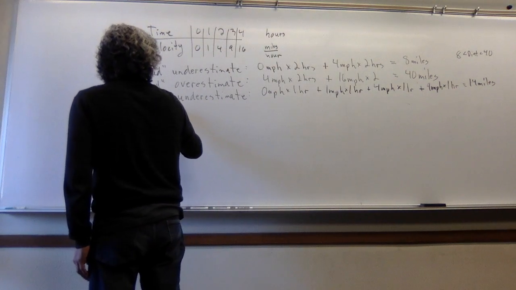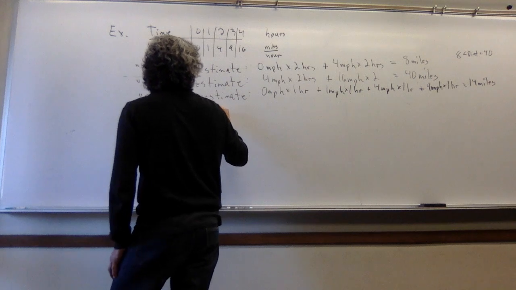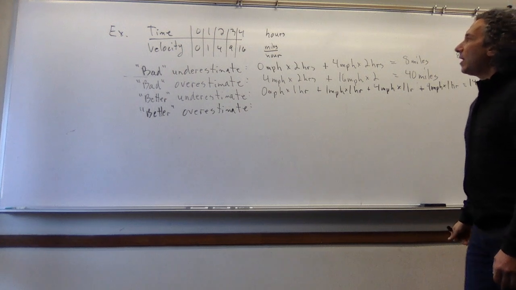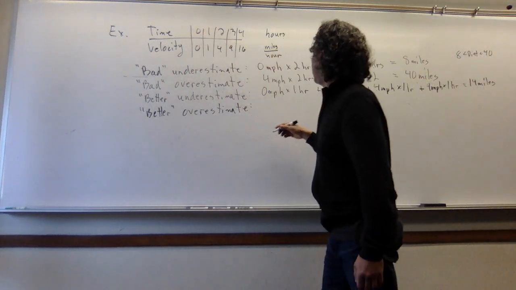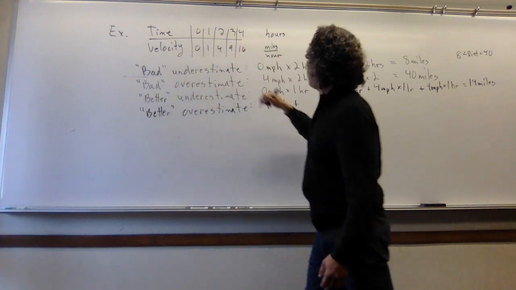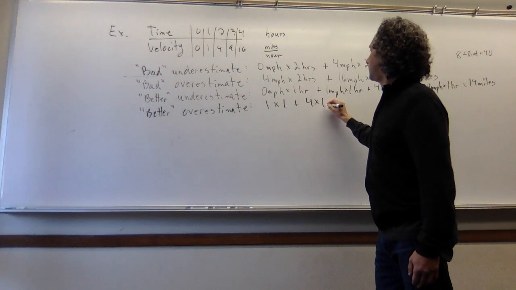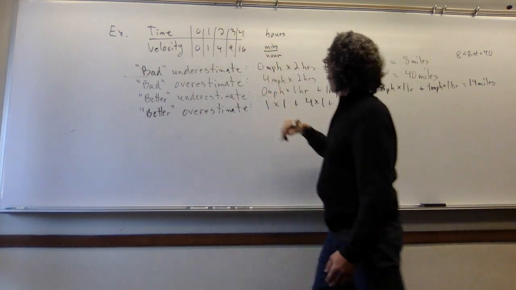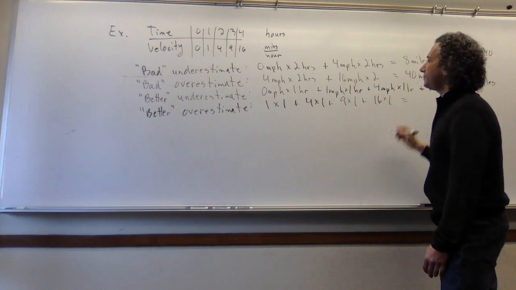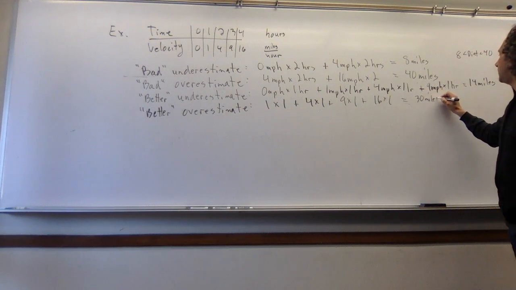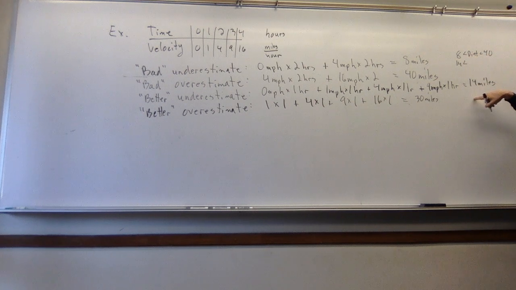At this point, I invite you to pause the video and come up with a better overestimate. Well, hopefully you said for the first hour, you're going to go 1 mile per hour. Over the next hour, you're going to go 4 miles per hour. Over the next hour, you're going to go 9 miles per hour. And for that final hour, you're going to say that you're going 16 miles per hour. So 16 plus 9 is 25, plus 5 is 30. So we get 30 miles. So now we have a bound. 14 is less than the total distance, which is less than 30.